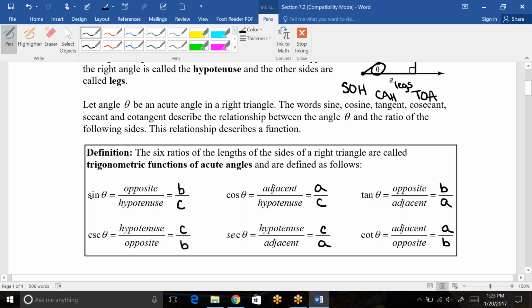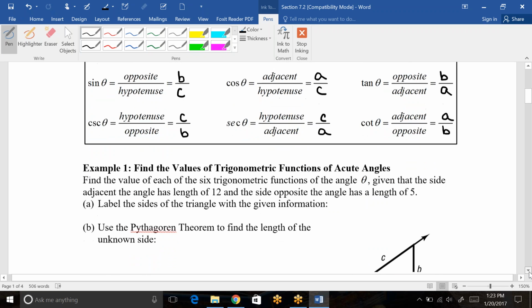So notice a lot of students have trouble remembering which ones are the reciprocals of each other, which ones get flipped. It does not match up with the letters, so you have to be careful there. Sine and cosecant, cosine and secant, and tangent and cotangent. Those individual pairs are the reciprocals.